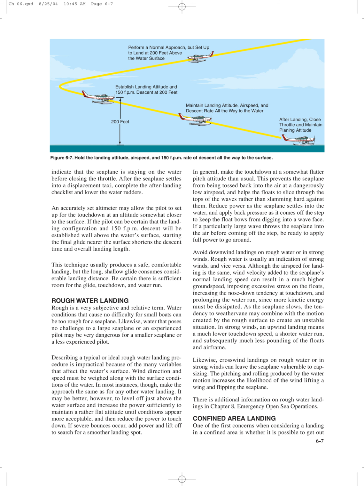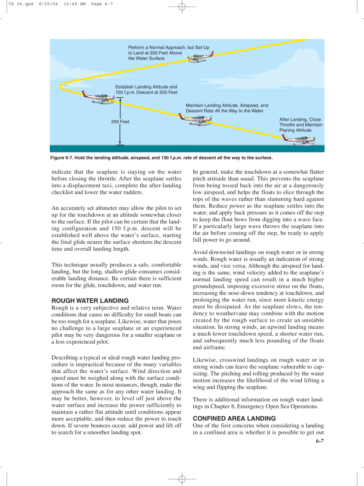Reduce power as the seaplane settles into the water, and apply back pressure as it comes off the step to keep the float bows from digging into a wave face. If a particularly large wave throws the seaplane into the air before coming off the step, be ready to apply full power to go around. Avoid downwind landings on rough water or in strong winds. Rough water is usually an indication of strong winds and vice versa.